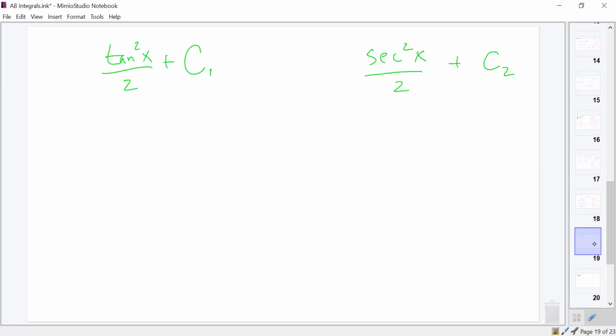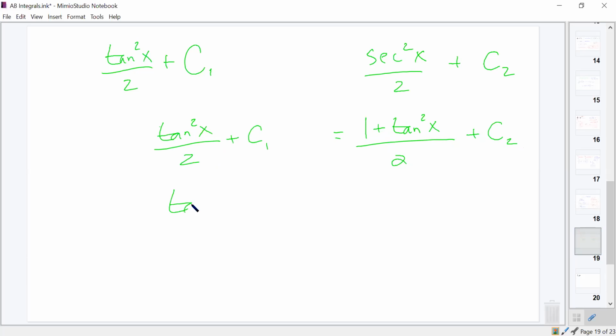We talked a minute ago about secant squared x being equal to what? 1 plus tangent squared x. So on the left-hand side, I'm just going to leave things how it was. But on the right-hand side, I'm going to convert that into 1 plus tangent squared x over 2. And so on the left, I still have tangent squared x over 2 plus constant 1. Over here, I now have 1/2 plus tangent squared x over 2 plus constant 2.